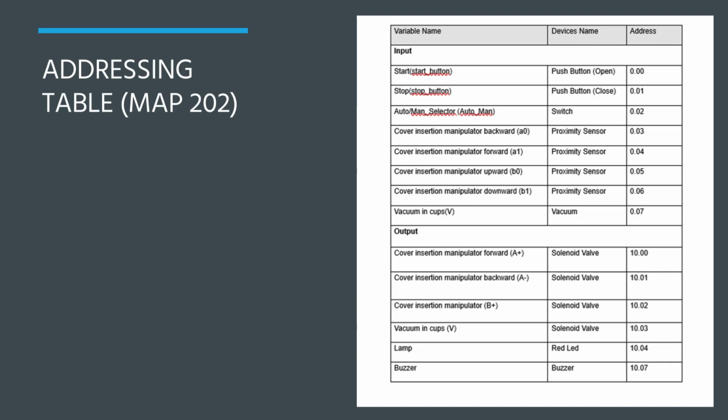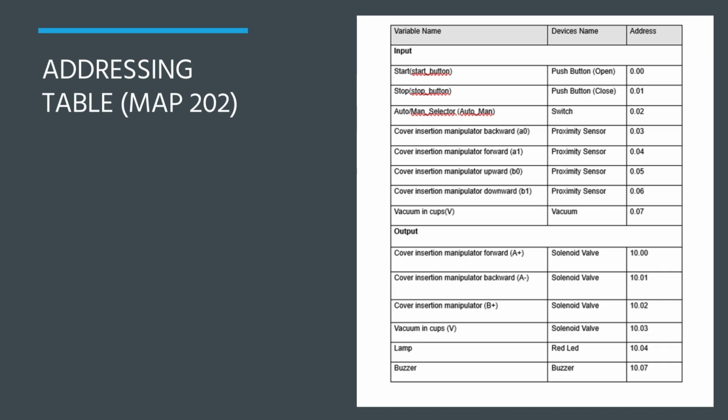Okay, this is our addressing table for MAP 202. For input, we got 8 inputs, and then for output, we got 6 outputs. The inputs stand for start button, stop button, main selector, manipulator backward, manipulator forward, manipulator upward, manipulator downward. And then for output, we got A+, A-, B+, V, lamp, and buzzer.